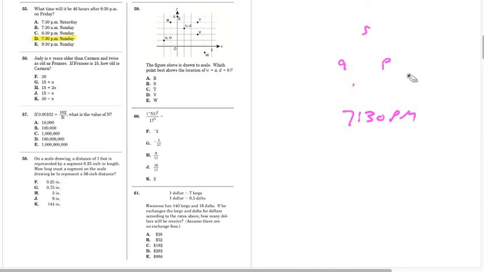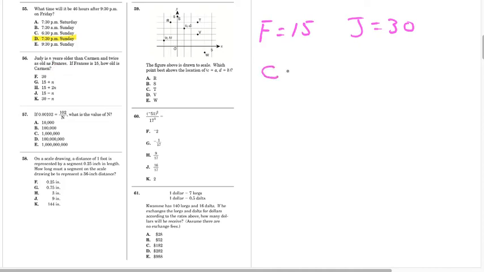Judy is older than Carmen, twice as old as Francis. Francis is 15. They give us that. So Francis equals 15. Judy is twice as old as Francis, so Judy is 30. And Judy is N years older than Carmen, so Carmen is N years younger than Judy. So Carmen is 30 minus whatever N is, right? Because Carmen is younger. So that'll be K.